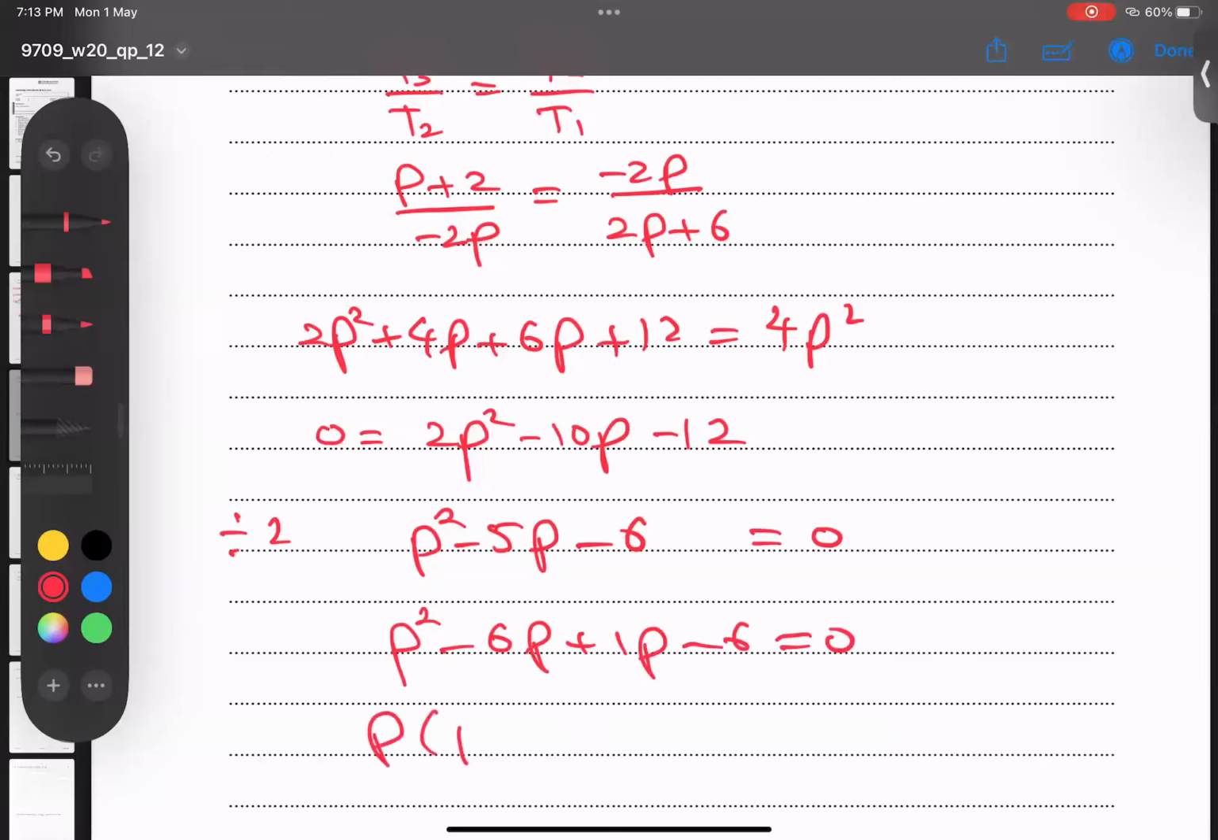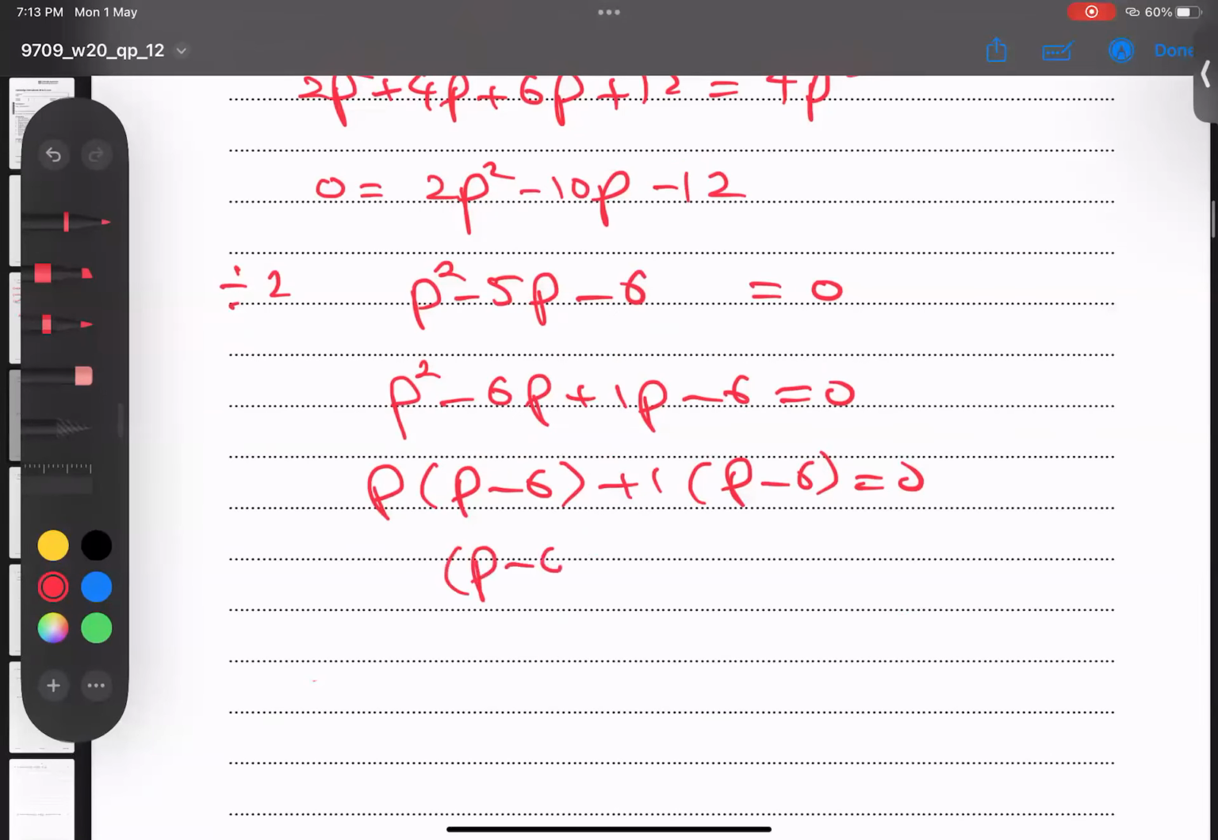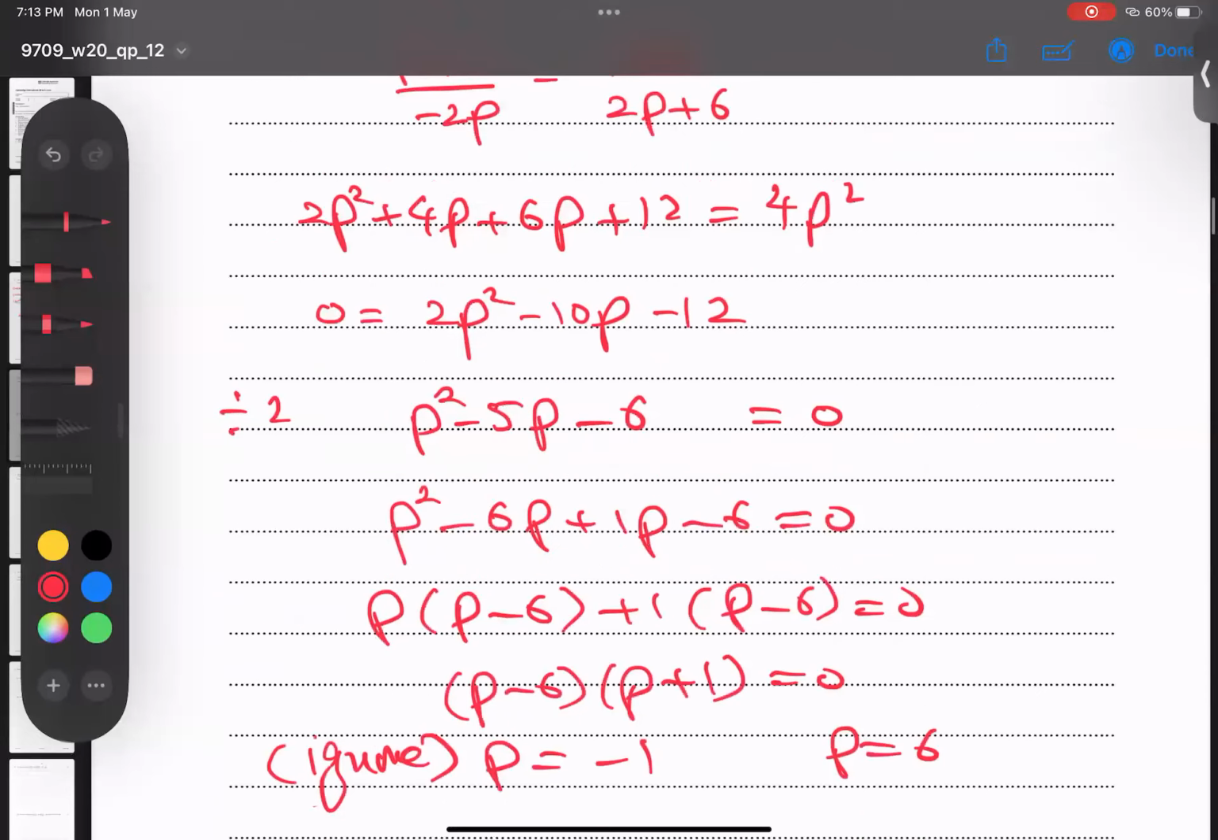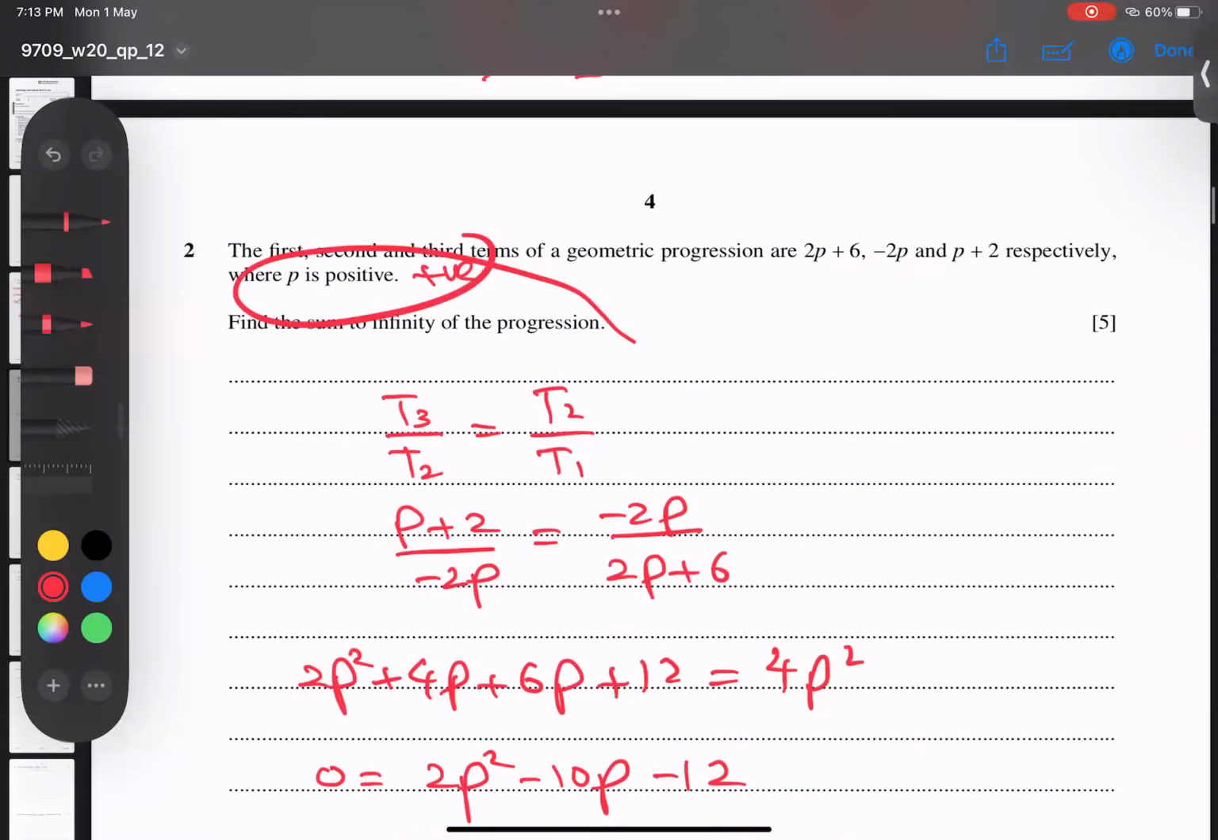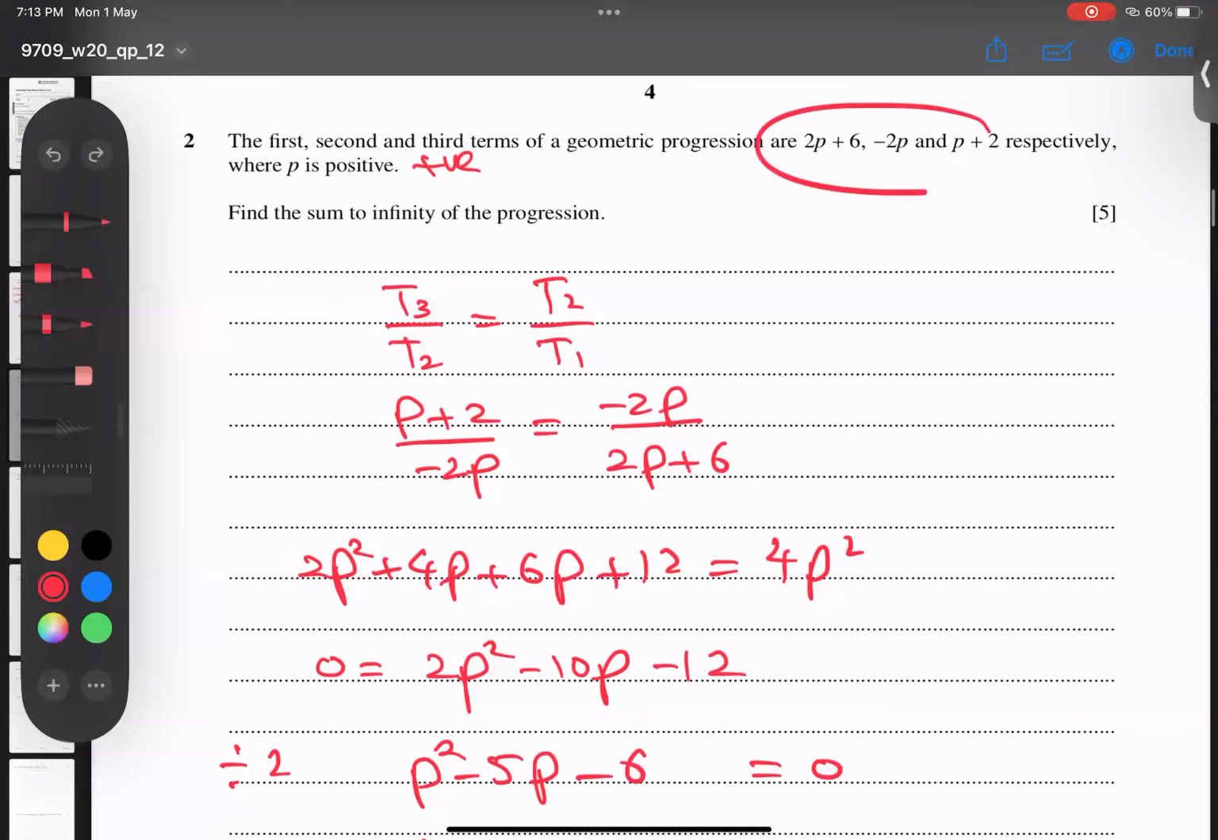I take common out, p minus 6 and plus 1 common, p minus 6. And I get here p minus 6 and p plus 1 equals 0. I got two answers, negative 1 and positive 6. This negative I ignore, because he said p is positive. So I'm putting the positive value of p here.